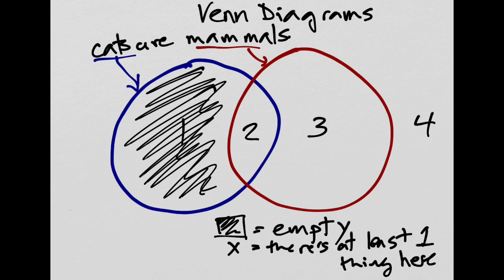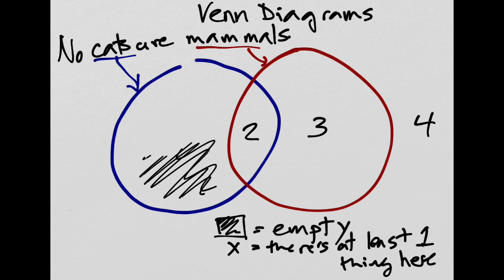Now, we can erase the all, change it to no. And then we'll need to erase the shading here, and hopefully I don't do too much damage to my circles. Okay, thanks for bearing with me. All right, so now let's say we're going to say that no cats are mammals. Of course, that's false, but we can certainly say it.